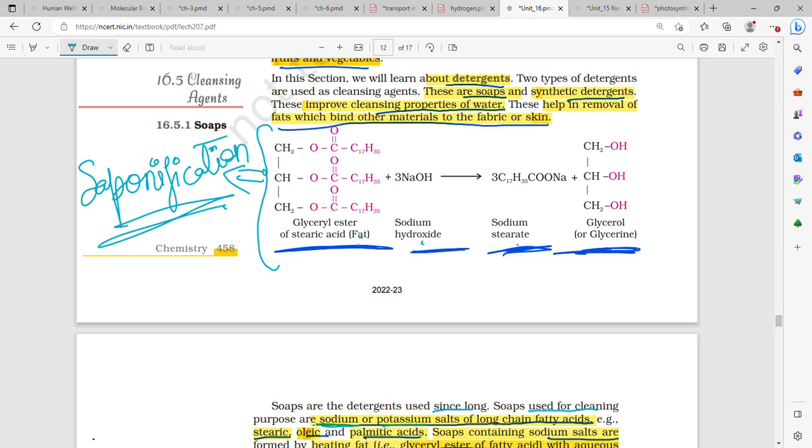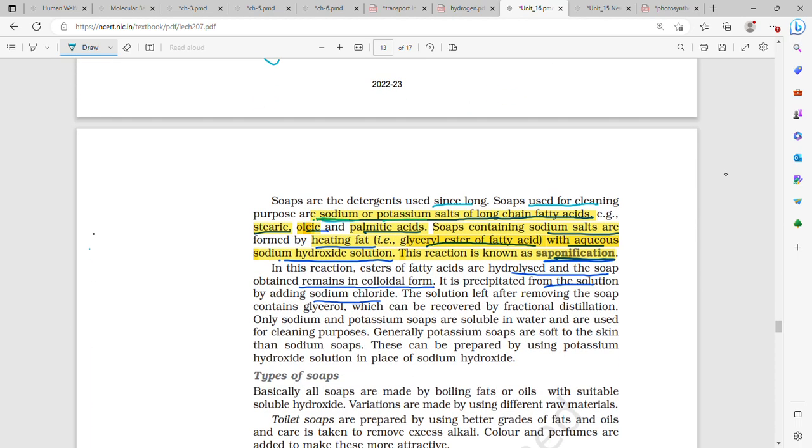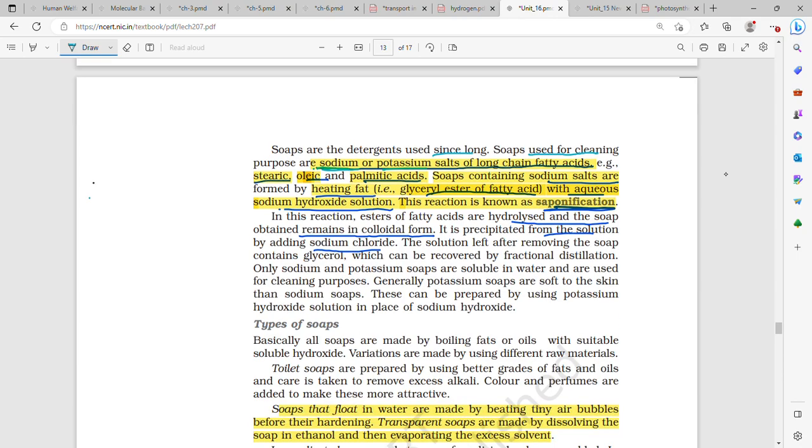So this is saponification. So basically, soaps are detergents which have been used since long. The soaps which are used for cleaning purposes can be either sodium or potassium salts of long chain fatty acid, for example stearic, oleic and palmitic acid. Now the soaps which contain sodium salts are formed by heating fat, that is glycerol ester of fatty acid, with aqueous sodium hydroxide solution, and this is called saponification.